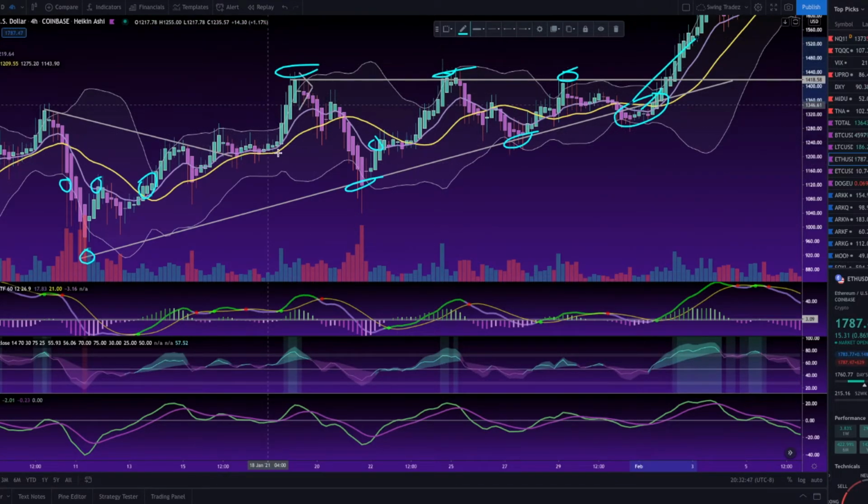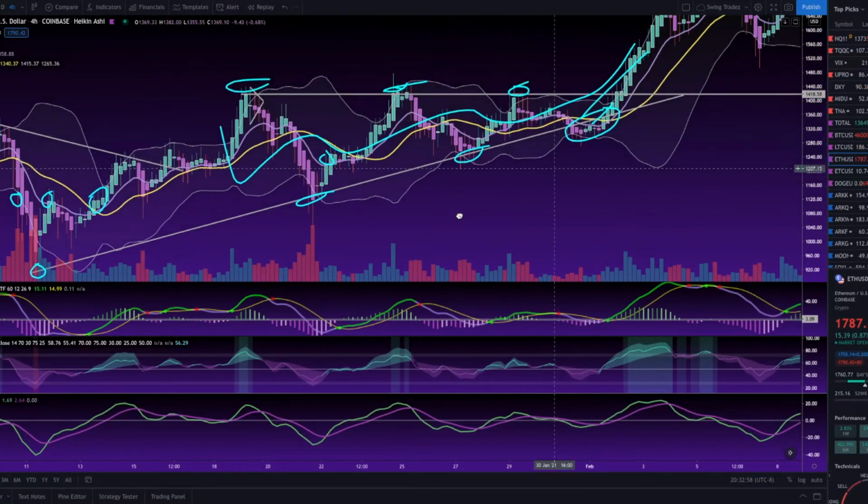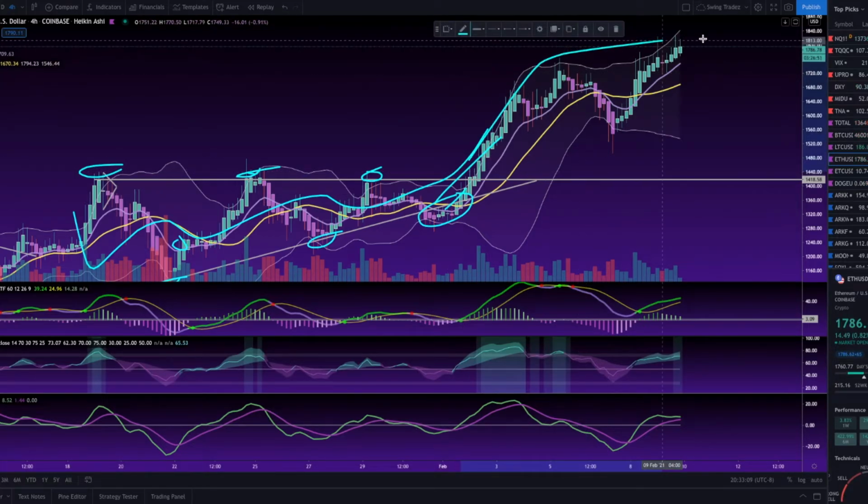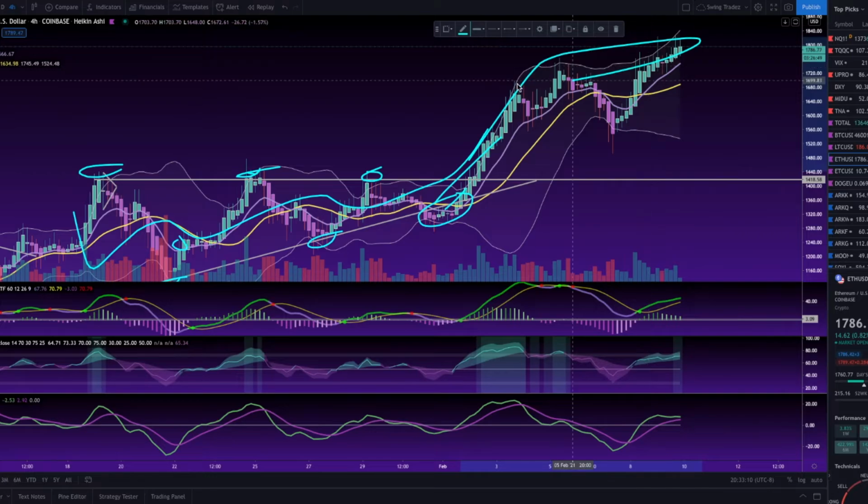So you'll see it get tighter and tighter, and then eventually it will either break up or break down. In this case, like I just said, it usually indicates a bullish signal. And in this case, it was a bullish signal because it broke through and then reached higher all-time highs. We're currently in this area now.